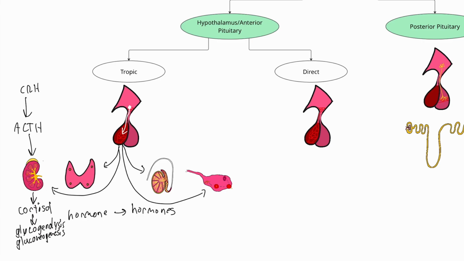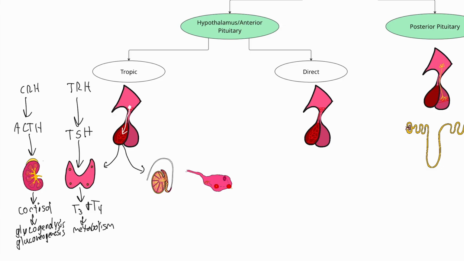The next thing the hypothalamus releases is called thyrotropin releasing hormone, or TRH. That causes the anterior pituitary gland to release thyroid stimulating hormone, which then travels to the thyroid. That's going to cause the thyroid to release T3 and T4. These 2 hormones control metabolism, and the more that you have, the higher your metabolism is.